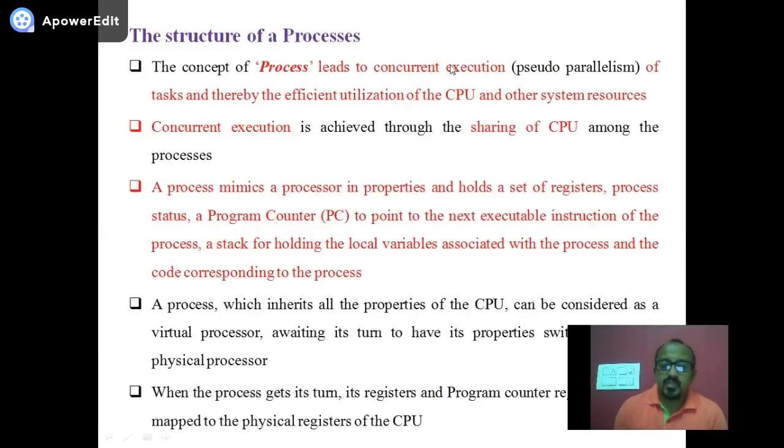So the process leads to a concurrent execution of tasks, thereby efficiently utilizing the CPU and other system resources. The concurrent execution is achieved through the sharing of the CPU among the processes. That's what I just explained. And this process mimics the processor in its properties, holding a set of registers, the process status, the program counter, and all such things.